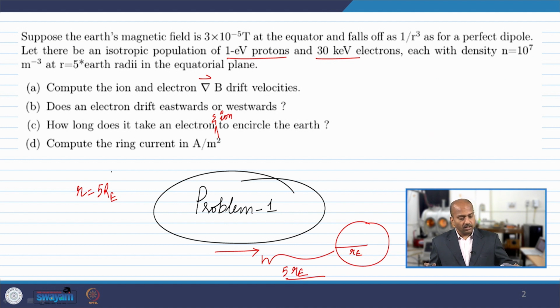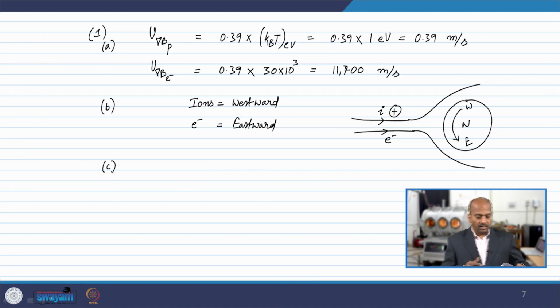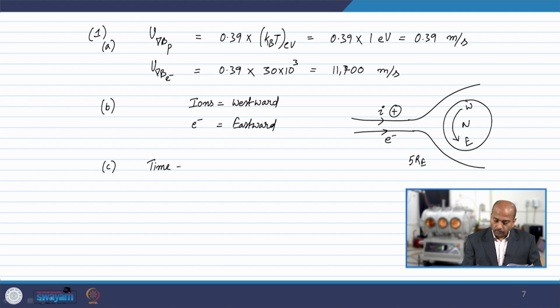Go back, see the stem of the question. It says, how long does it take for electron and ion to encircle the Earth? Let us consider 5 earth radii, 5 RE, when they start experiencing the drift. So, we have to calculate the time. S equals ut, distance equals velocity times time. The distance is 2πr, which is 2 into pi into r. What is r? 5 times 6,400 × 10^3.